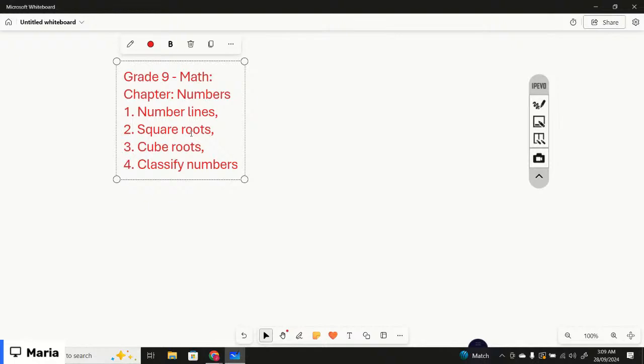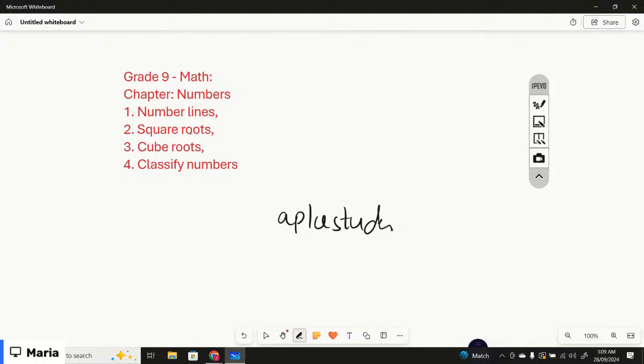You can find all the lessons on aplusstudents.com. You have to log in there using your email address and password as provided by the administrator. Then you have to select math from the subject tab. Scroll down to grade 9 math and then click on view all lessons. There you can find a list of the chapters.